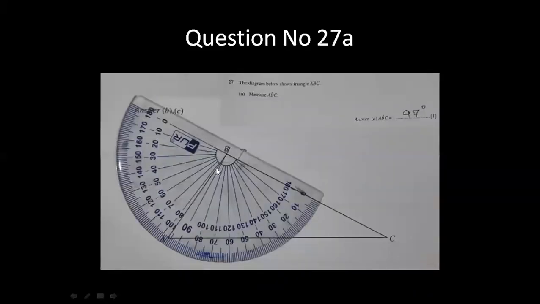So you will put your protractor like this. The crosshair of your protractor is on the B. The 0 is on the ABC side. So from here, start counting. It's something like 90, 97. So 97 is the right answer.